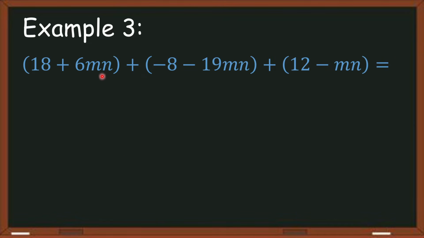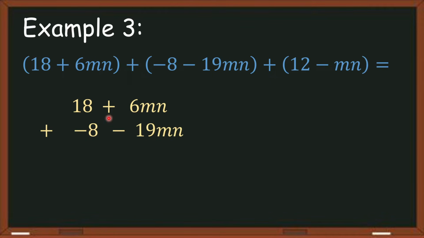Example number 3, mag-a-add naman tayo ng tatlong binomial. So, same lang yung gagawin natin. I-rewrite natin sila ng magkakapatong. So, unahin lang natin itong 18 plus 6mn. Rewrite lang. Ito yun. And then, ilagay natin sa ilalim itong negative 8 minus 19mn. Make it sure lang na magkatapat yung mga similar term. And then, add natin sa ilalim itong 12 minus mn. Dito natin ilagay sa ilalim. 12 minus mn. And then, simply i-add lang natin.